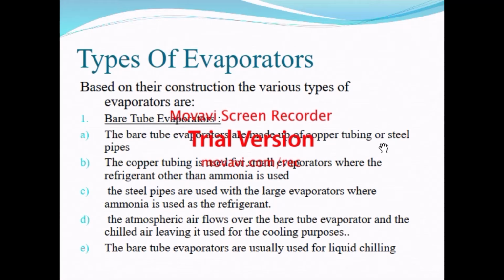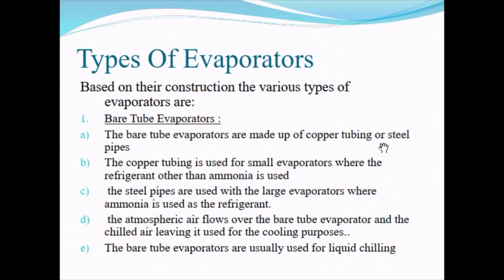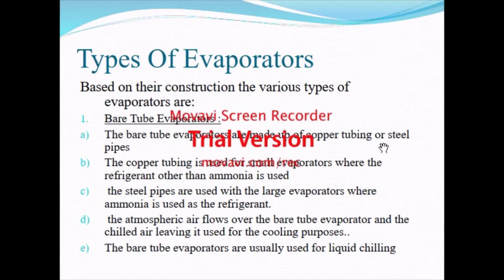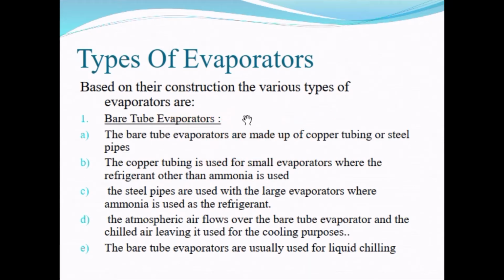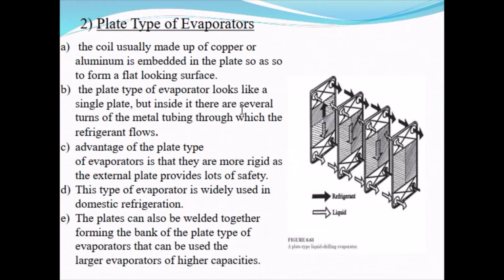And then in this type, the atmospheric air flows over the bare tube evaporator and is chilled, and the leaving air is used for cooling purposes. The bare tube evaporators are usually used for liquid chilling. Okay, this is considered under the bare tube evaporator.